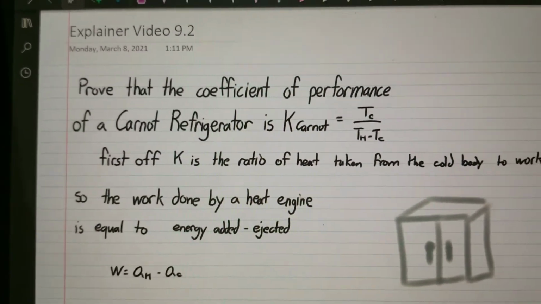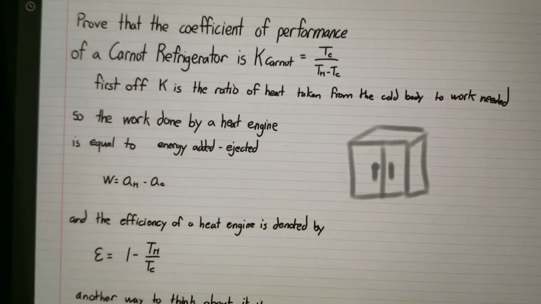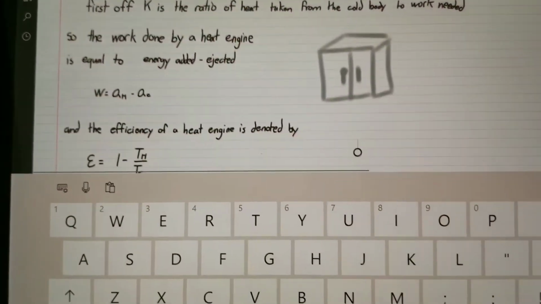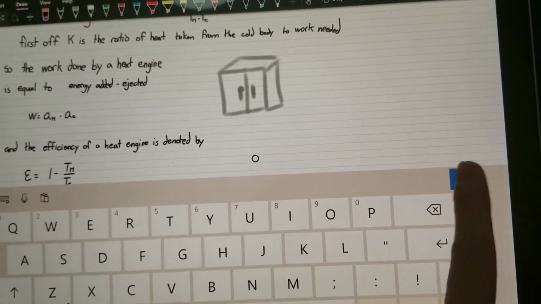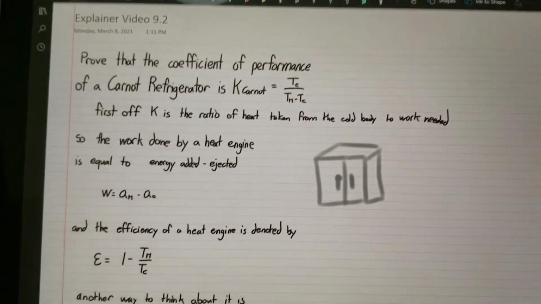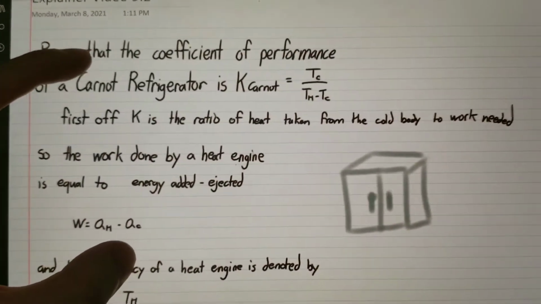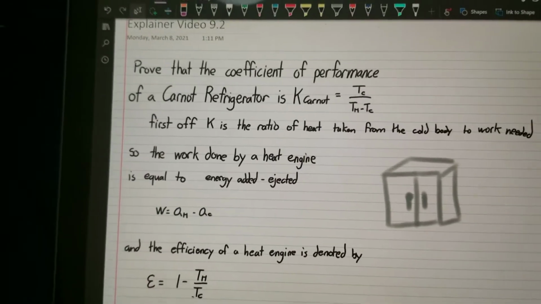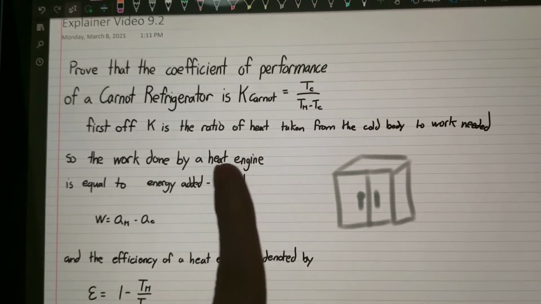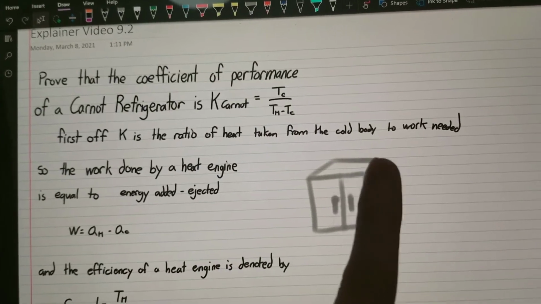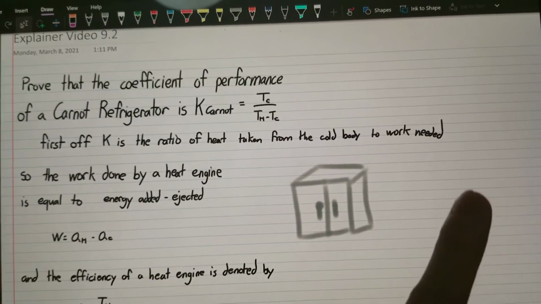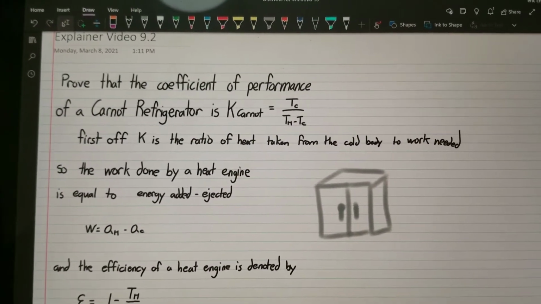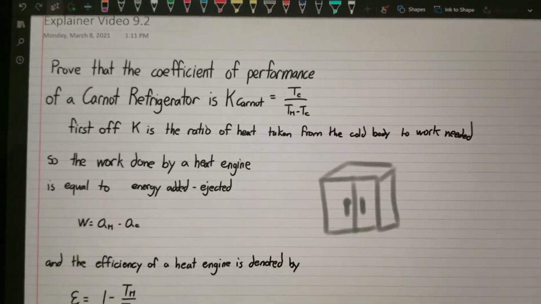That's it. So reading that, I wasn't really sure how to draw a diagram for the problem, so enjoy a masterfully drawn refrigerator right here. And let's get started off with the problem. So first off, we should understand what K Carnot is actually. So K is the ratio of heat taken from the cold body or cold reservoir to work needed. So it'd be the ratio of heat at the top, and at the bottom it'd be the work.